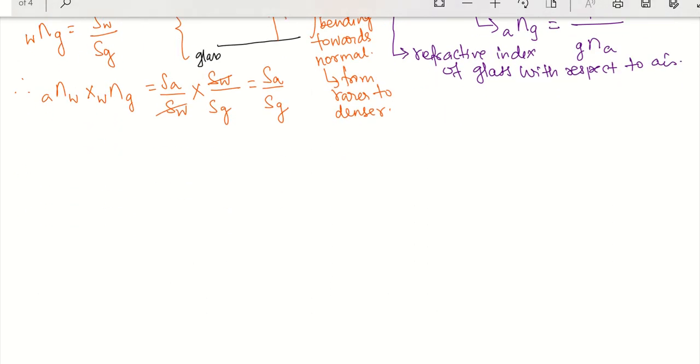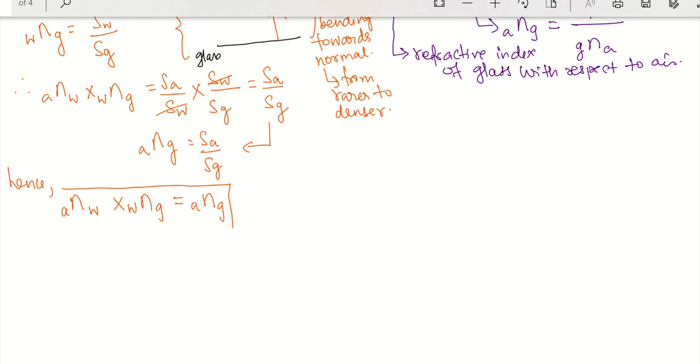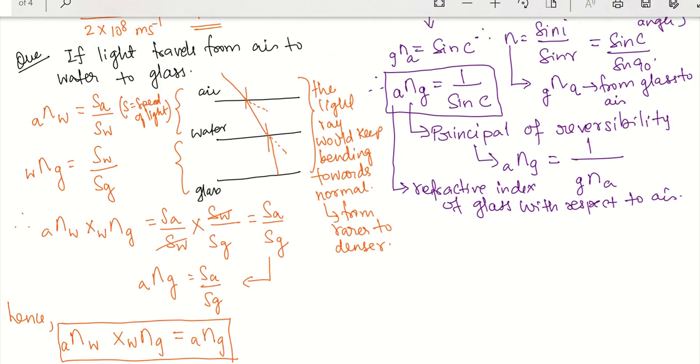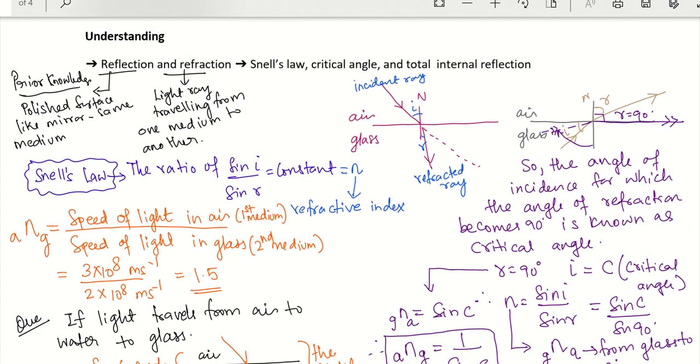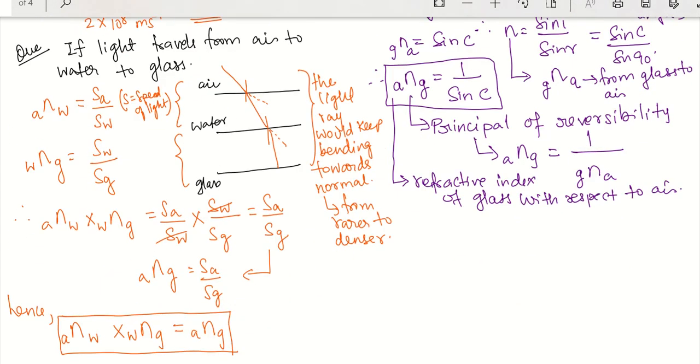Now this part, if you see this part, don't you think this is nothing but A and G, because that is speed of light in air by speed of light in glass. Hence, can't we write this formula as A and W times W and G is nothing but A and G? Okay, so this is technically the Snell's law and the application of Snell's law. So let us now go to critical angle and total internal reflection.